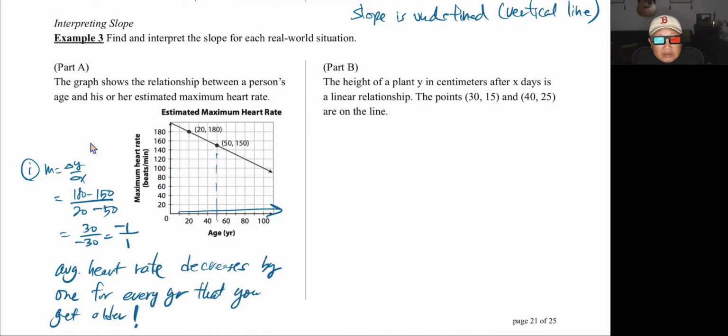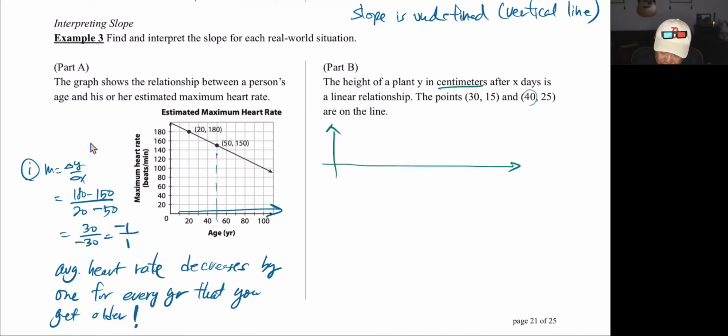The height of a plant y in centimeters after x days is a linear relationship. So at 30 days, the height is 15 what? Centimeters? Yeah, centimeters. Right here, guys. 15 centimeters. And after 40 days it is 25 centimeters, right? So how do you do the calculation? Well, let's do the basic picture right there.